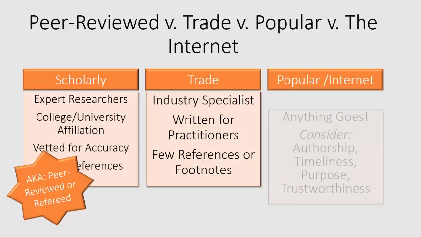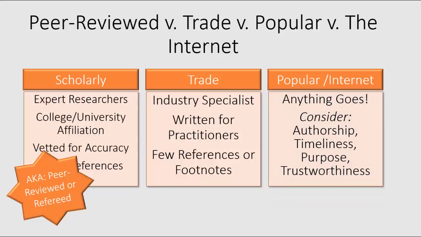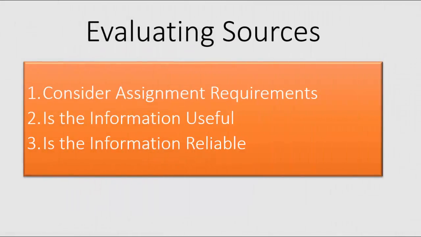And what about popular sources or the internet? You can find anything in these. When using information off the open web or out of popular sources, you should consider the authorship, who wrote or produced that information. What about timeliness? When was it published, and has it been kept up to date? What was the purpose? Why was the information written or shared, and is it trustworthy? Similar to authorship, what makes this person or entity producing this information reliable? What are their credentials?